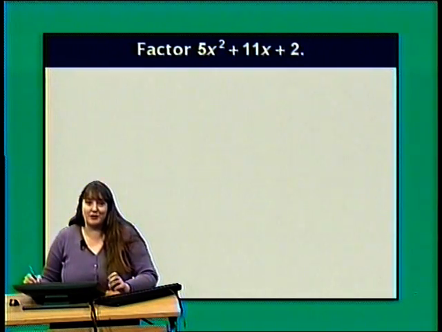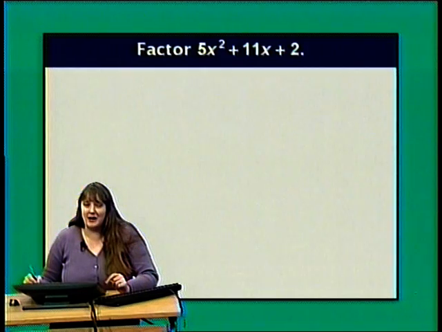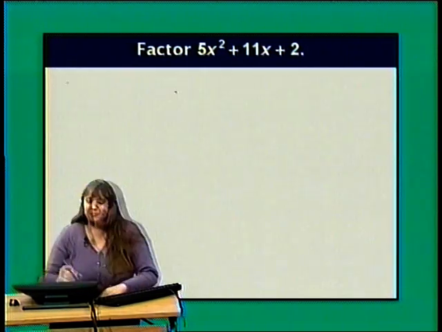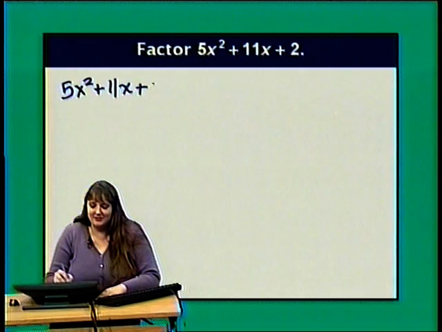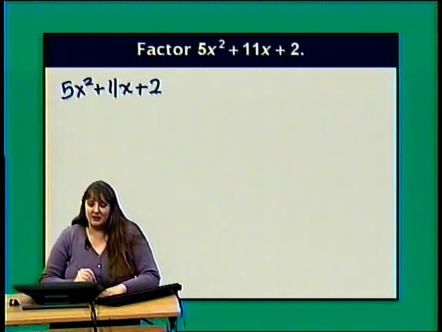So let's go ahead and try to factor 5x squared plus 11x plus 2. Anne just showed you factoring expressions like this by grouping. Let's see if we can guess and check. I want to take 5x squared plus 11x plus 2 and break it into a product of two binomial factors.